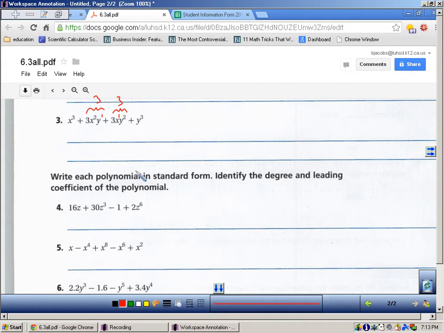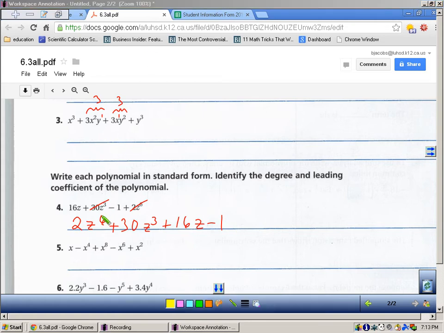Now, next question. It says, write each polynomial in standard form. Identify the degree and leading coefficient of the polynomial. So let's write these in standard form. The greatest power is 6. So here we go. Standard form. So cross those off. 16z is a positive number, so I'm adding. Minus 1, of course, is still minus 1. And the degree is 3. I'll highlight that for you.